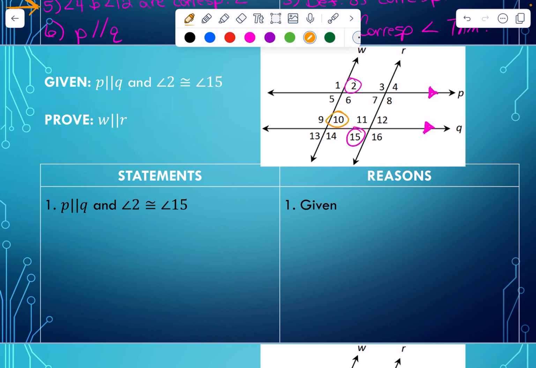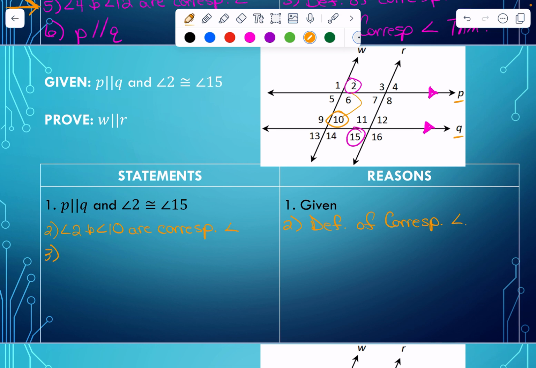So what I'm going to use is 10 here. 10 is an alternate interior to 15, and it's corresponding to 2. So now I have to ask myself, who is already congruent based off the fact that P and Q are already parallel? Well, the answer would be 2 and 10 are congruent based off of that. So when we start off, that's where we have to start. So we're going to go angle 2 and angle 10 are corresponding angles. And that is by definition of corresponding angles.